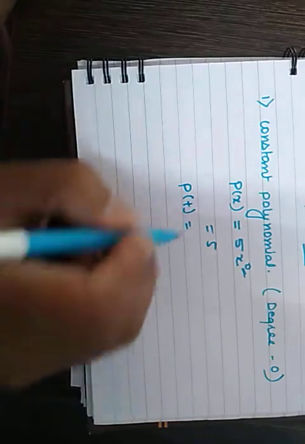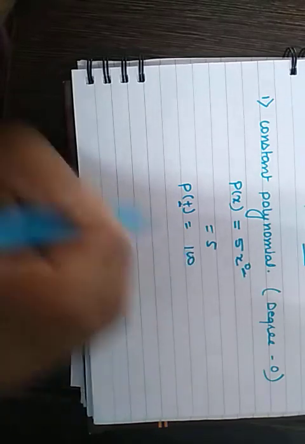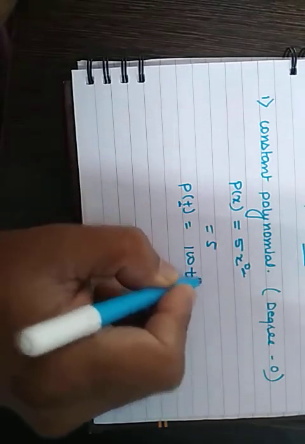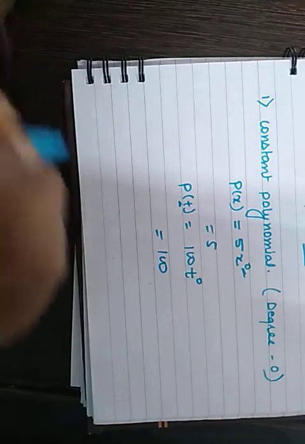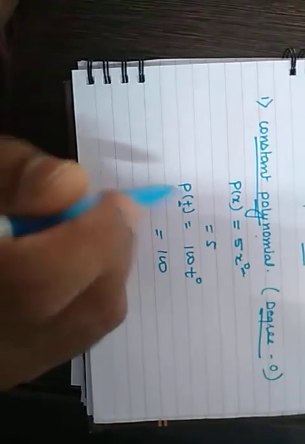p(t), a polynomial that depends on t, and if I write 100, so here t to the power 0, it means 100 is also a constant polynomial. So whatever polynomial, if its degree is 0, we will call it a constant polynomial.